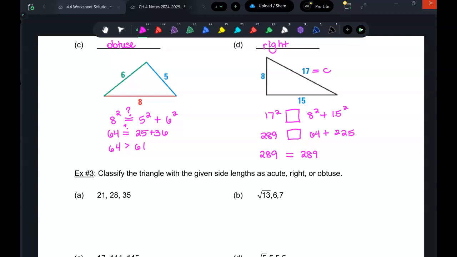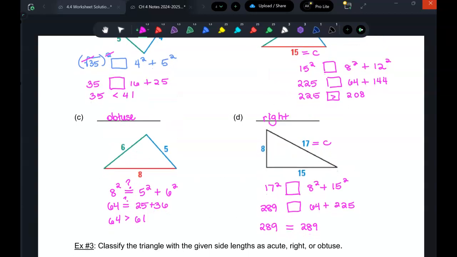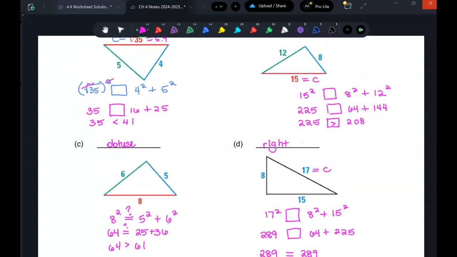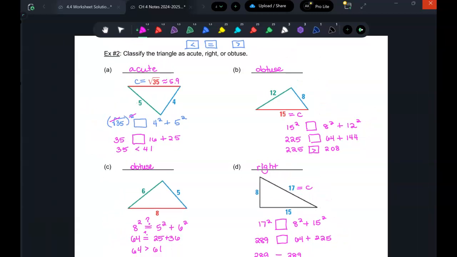Wait, so why is C obtuse and B is right? Why is C obtuse? Because C squared is bigger than A squared plus B squared. For B, 225 is bigger than 208. Isn't that the same thing as C though? Yeah, so B and C were both obtuse. Oh, they're both.